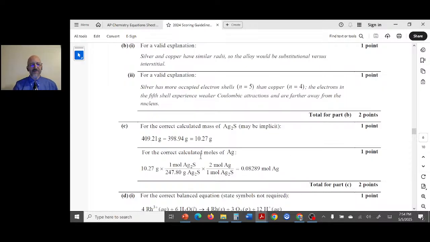Right there. Okay, difference in mass. Use the periodic table, go from grams to moles, but again, read the question carefully. They wanted moles of silver, and I think if you got this far and you got the right number of grams, you got 1 out of 2 points, but I'm thinking that students that made that mistake would only earn 1 out of 2 points for that one.